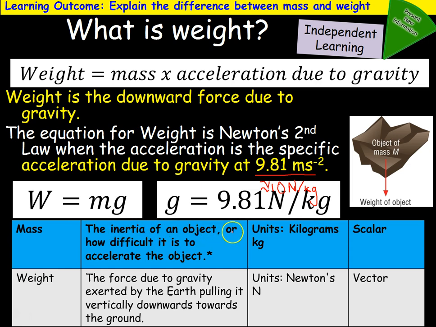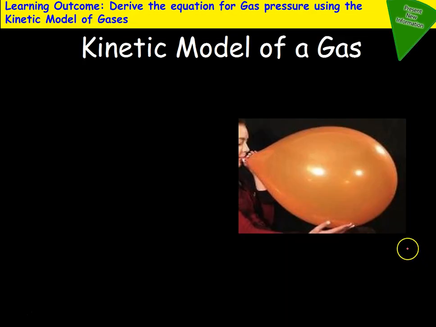So this just shows you the difference between weight and mass. Mass is the inertia of an object, or how difficult it is to accelerate. The unit is the kilogram. It's also a scalar quantity, it doesn't have direction. Whereas weight is just an example of force, specifically because of gravity. The unit is the Newton, because it's a force, and it's also a vector, always downwards, because it has direction. So that's an application of how it can be linked to pressure.